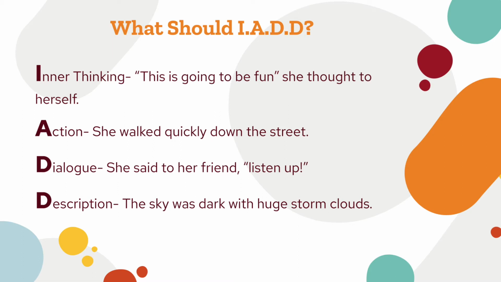The first one is inner thinking, and then there's an example. So basically explaining to the students what inner thinking is, the thoughts that are going on in your head. A is action, and then there's an example, and again explaining to students what that means. The next one is dialogue, with another example, explaining to students what kinds of things they should be thinking of in relation to dialogue. And the last D is description, explaining to students what kinds of things they should be thinking about as far as the description goes.